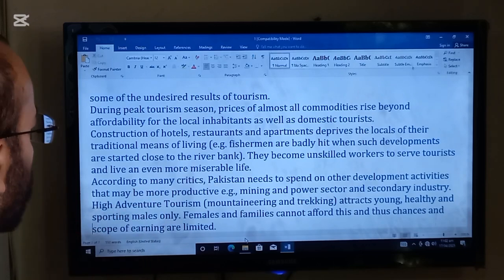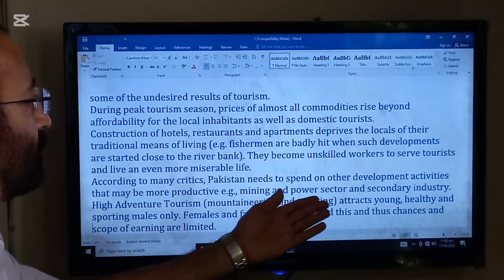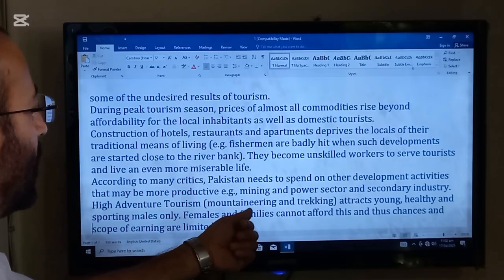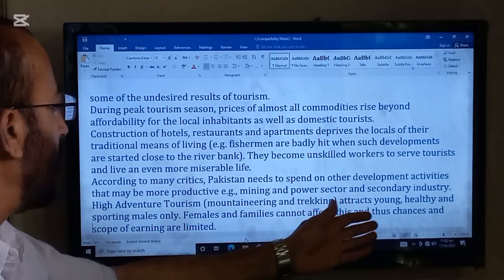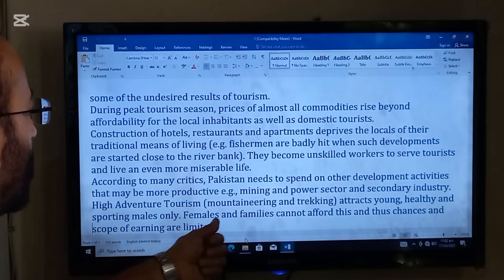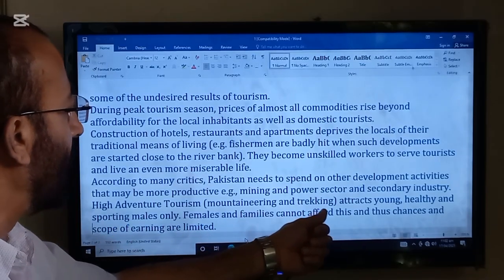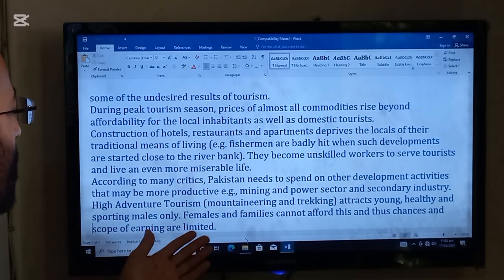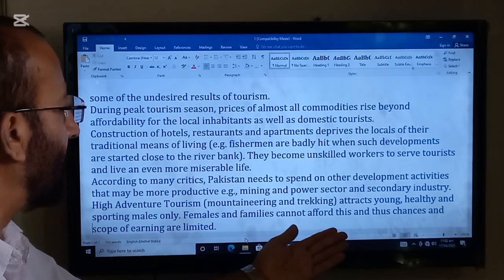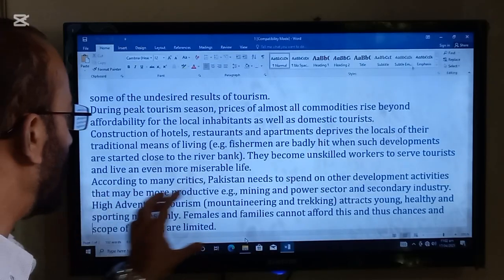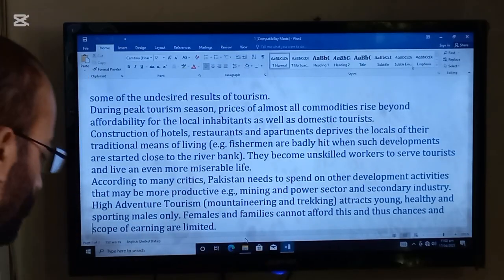According to many critics, Pakistan needs to spend on other development activities that may be more productive. For example, mining and power sector and secondary industry. High adventure tourism, that is mountaineering and trekking, attracts young, healthy and sporting males only. Females and families cannot afford this, and thus chances and scope of earning are limited. So this is another disadvantage.